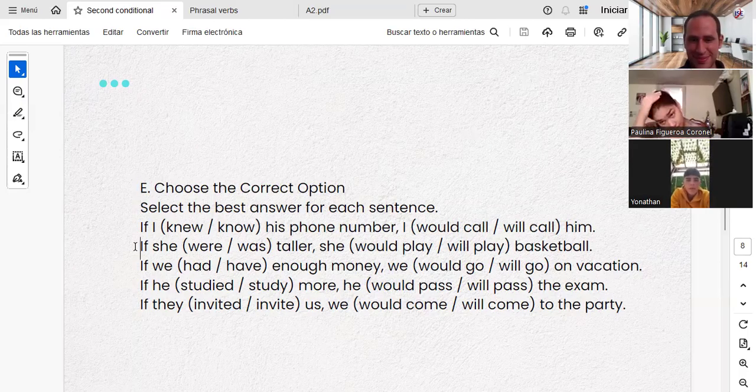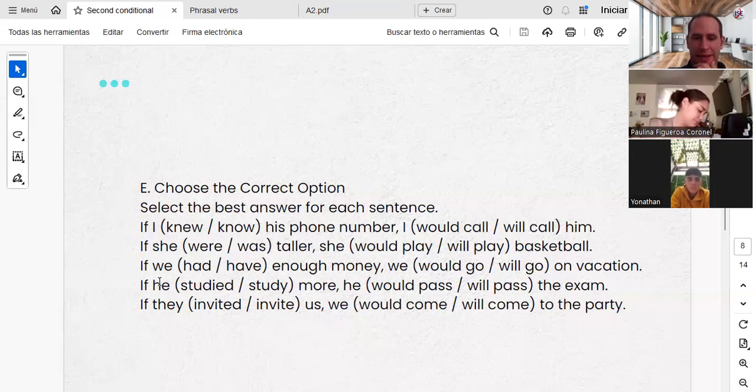If she were taller, she would play basketball. Awesome. Well done. Paulina, next one, please. If we had enough money, we would go on vacation. Excellent. Enough money. Thank you so much.